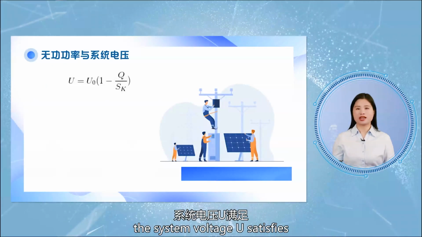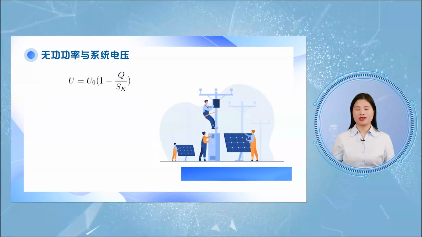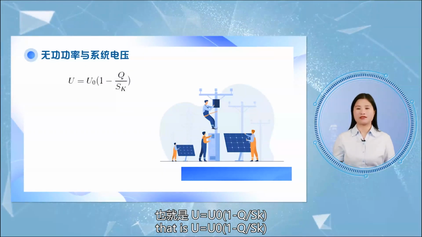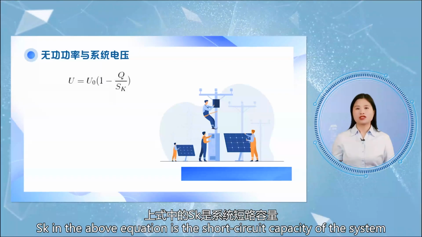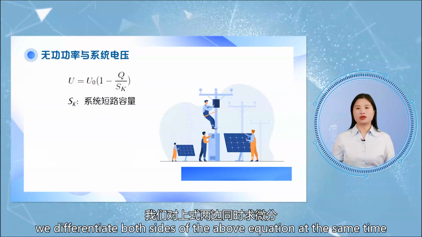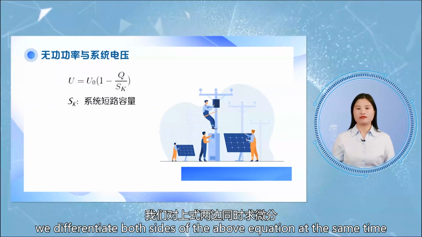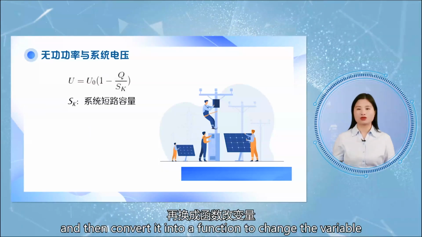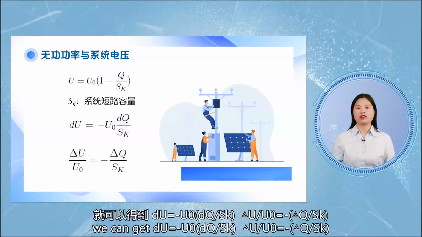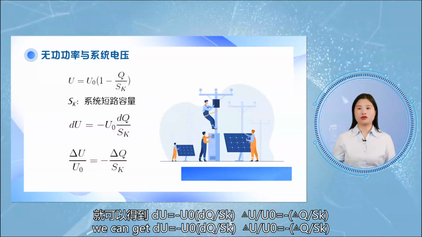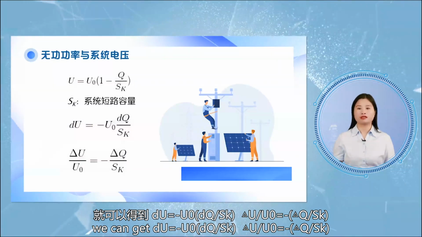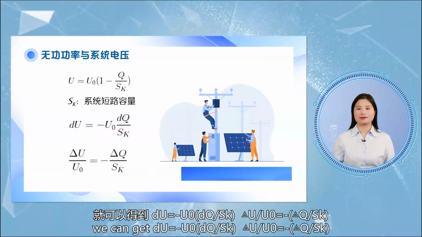We know that the system voltage U satisfies the following relation, that is, U equals U0 multiplied by (1 minus Q divided by Sk). Sk in the above equation is the short circuit capacity of the system. We differentiate both sides of the above equation and then convert it into a function to change the variable. We can get dU equals negative U0 multiplied by dQ divided by Sk. That is, delta U divided by U0 equals negative delta Q divided by Sk.